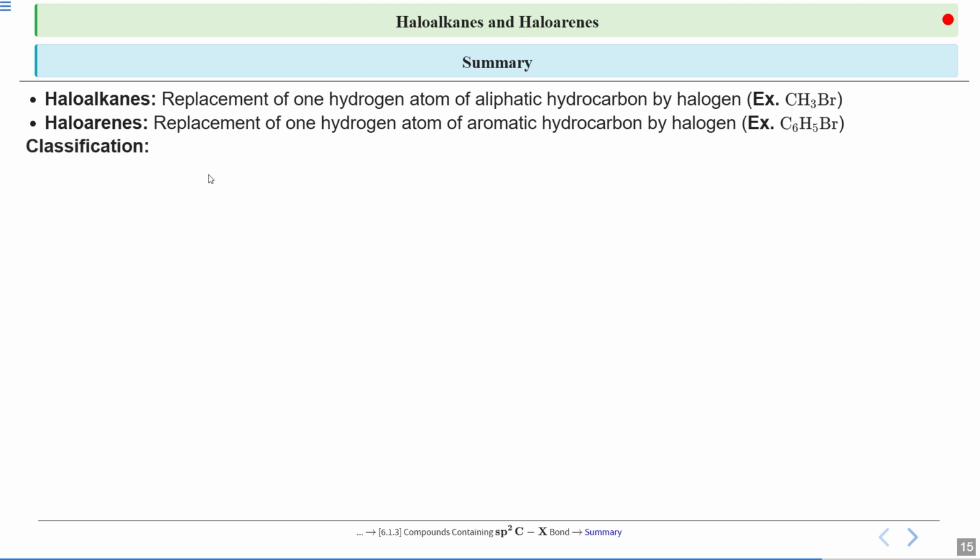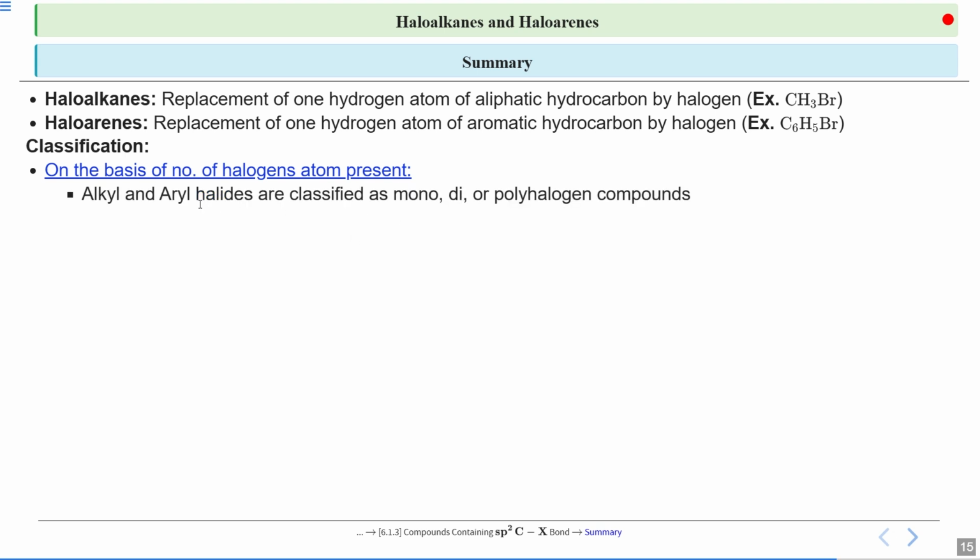Then we have covered the classification. Firstly, on the basis of the number of halogen atoms present, in which we classify them as mono, di, tri, and poly. So alkyl and aryl halides are classified as mono, di, or polyhalogen compounds based on the number of halogen atoms present in the structure. Mono has only a single halogen in the structure, di has two halogens, and polyhalogen has more than two halogens present in the structure of the compound.